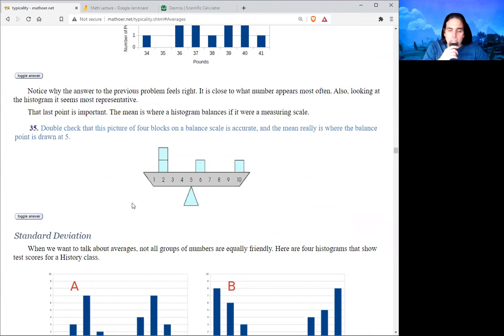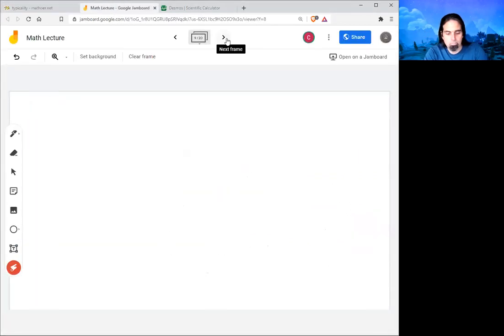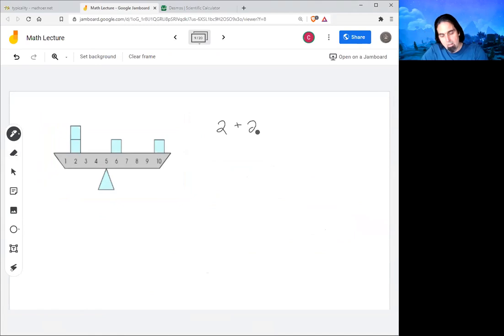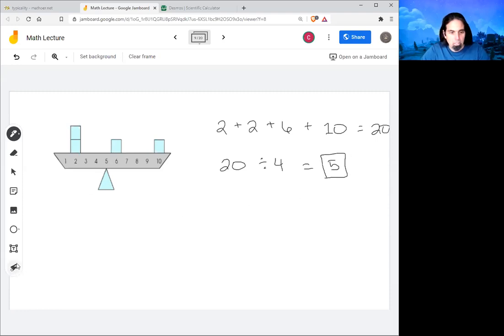a teeter-totter balance scale would balance. If I have the numbers, let's actually do this one. I have two 2s, a 6, and a 10. If I was to put them on a balance scale, 2 plus 2 plus 6 plus 10, I'm getting ahead of myself again, is 20. There's 4 of them, so 20 divided by 4 is 5. That's our mean, that's our average. And does it look like 5 would balance on the scale? Yeah, that works.